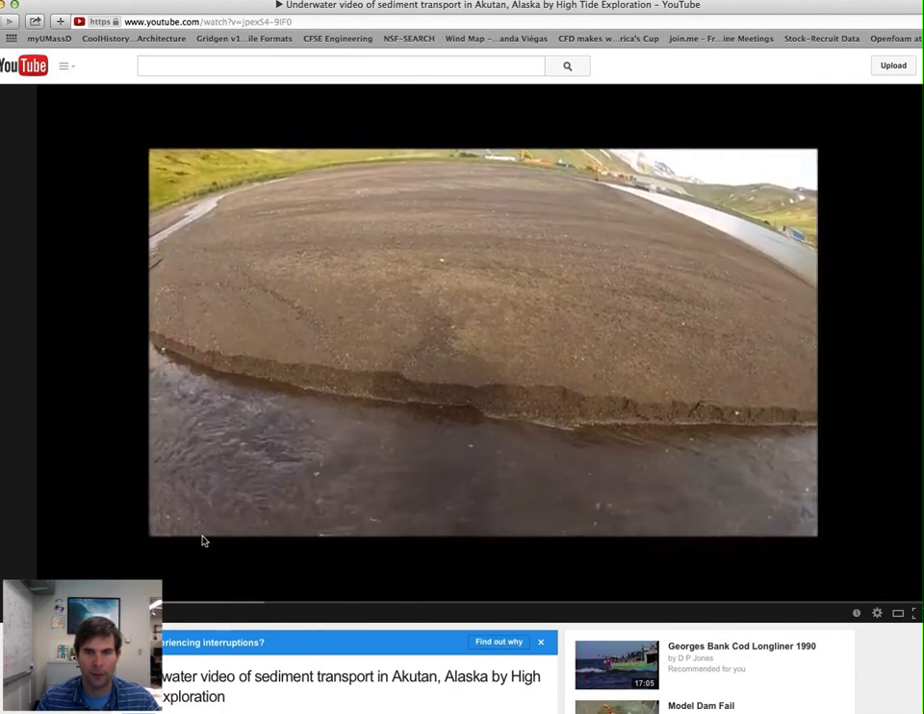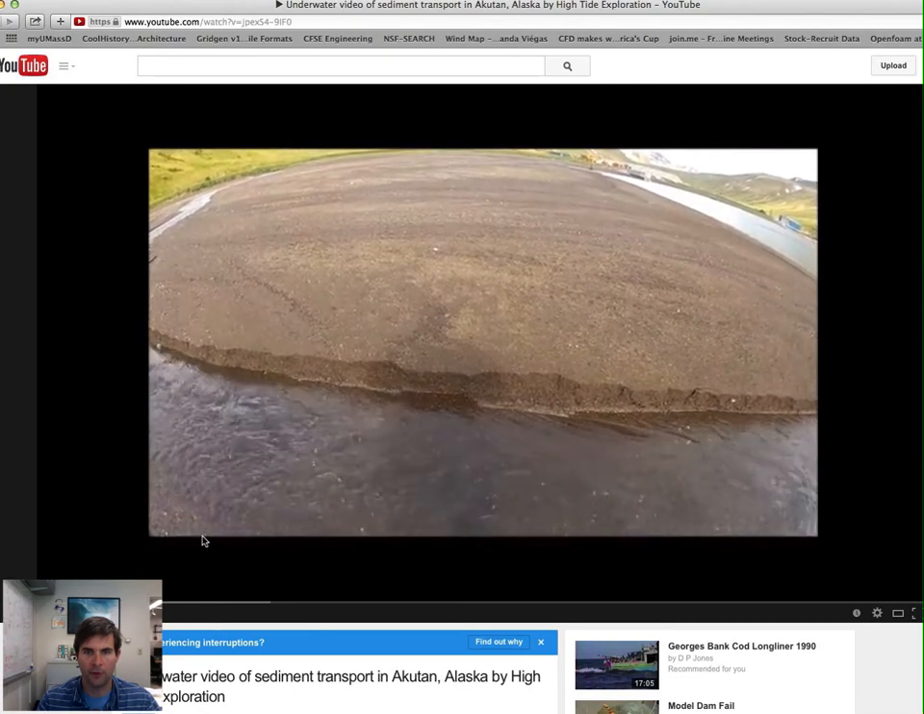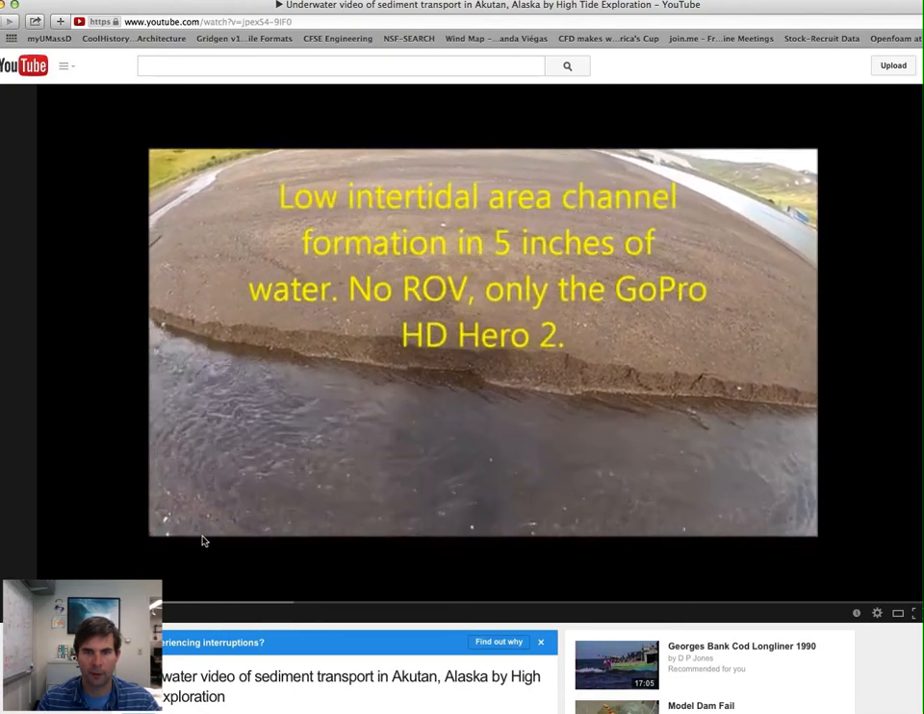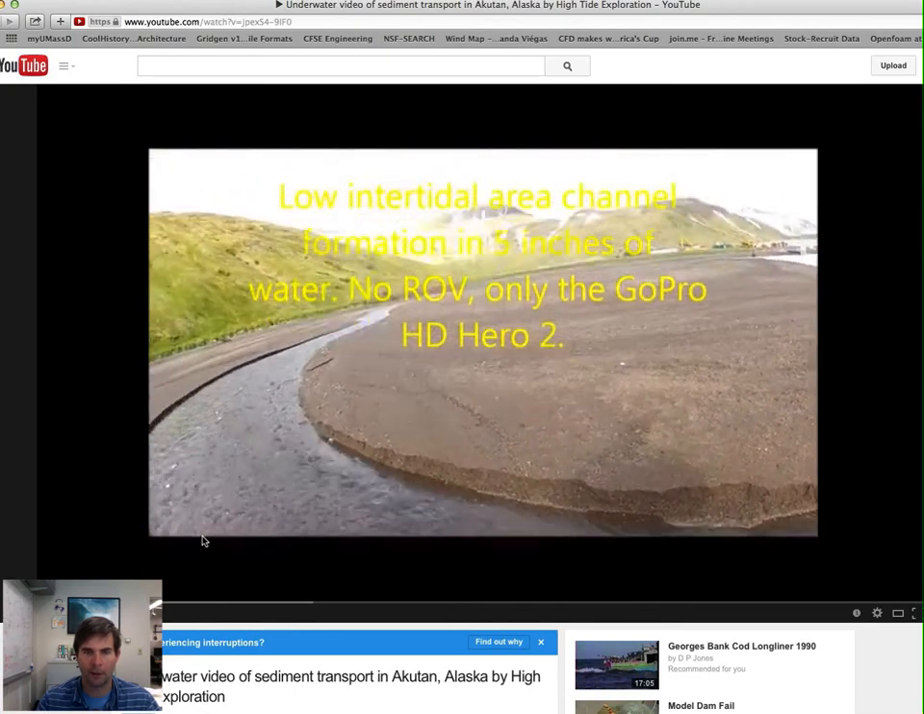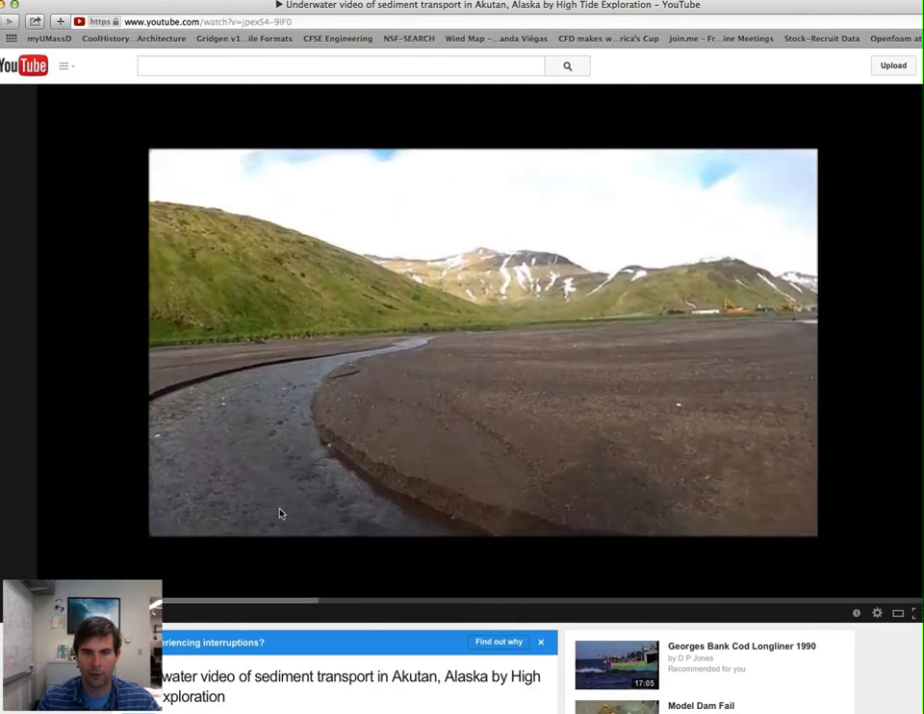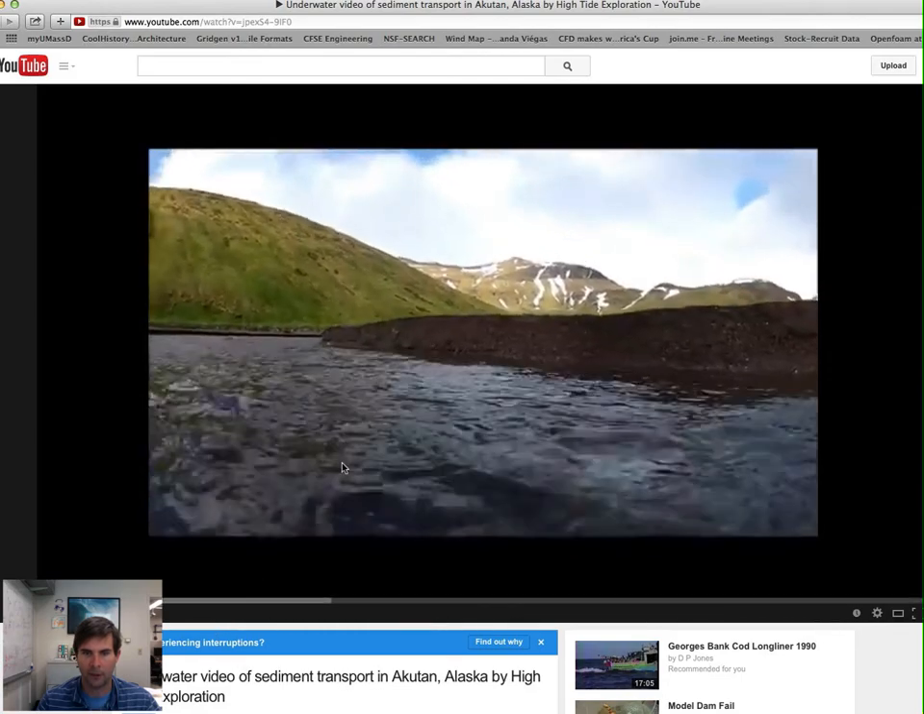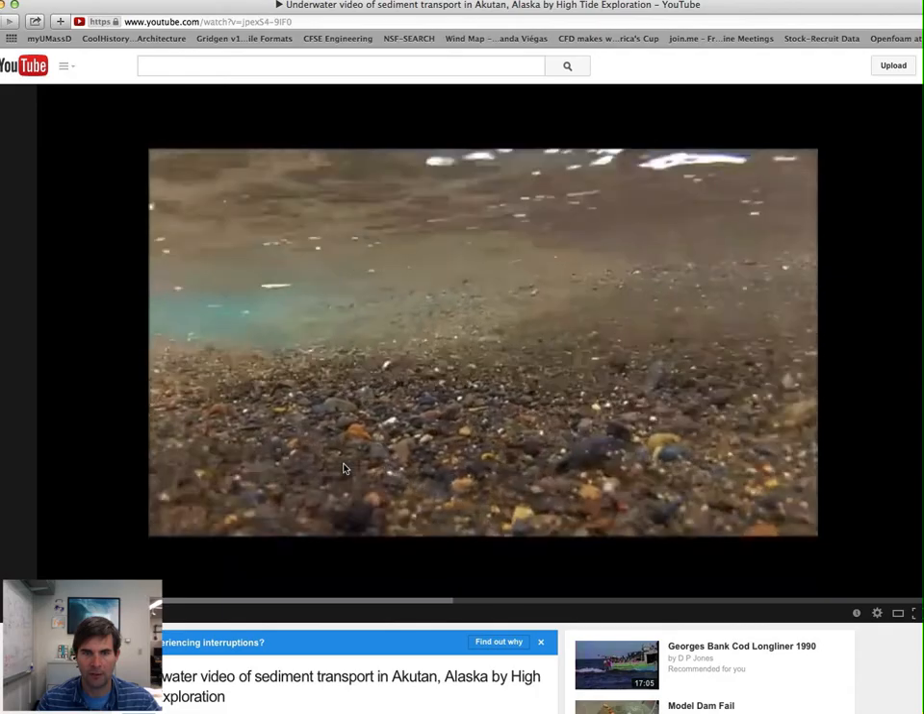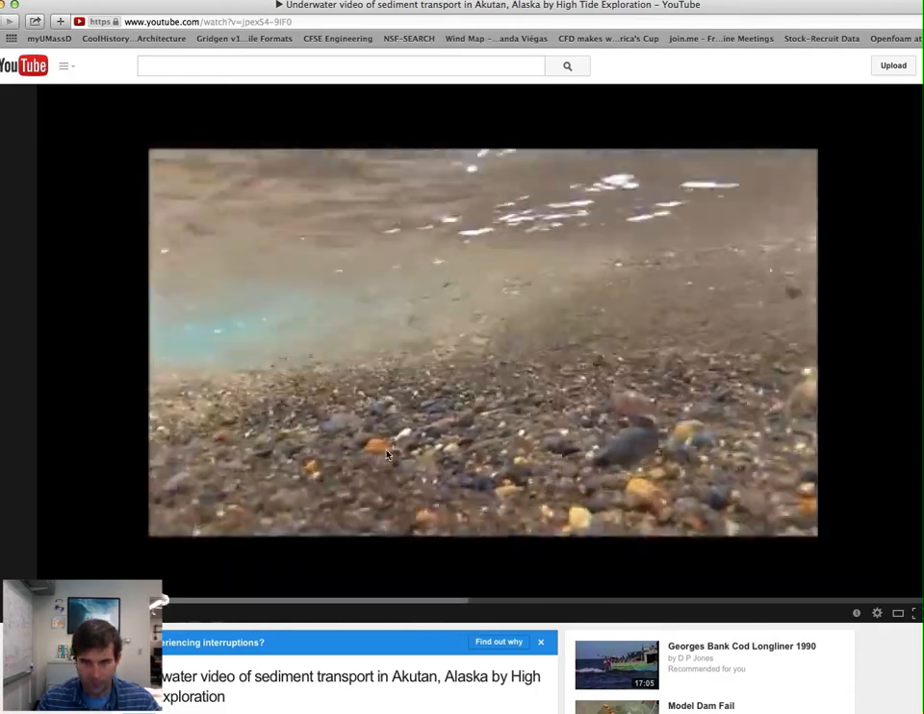Now stream beds are typically pretty high energy environments. If they're coming out of the mountains, you have a large gradient in the elevation, which drives rapid stream flows. They're shallow, there's lots of stress, and they typically are carrying these larger sediments. Look at this underwater GoPro footage. You can see these sediments.